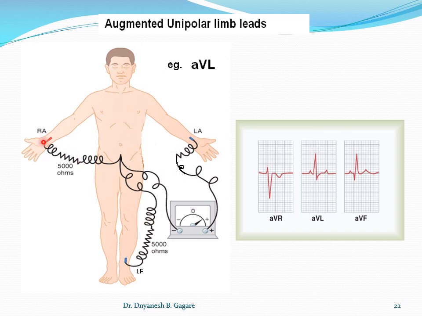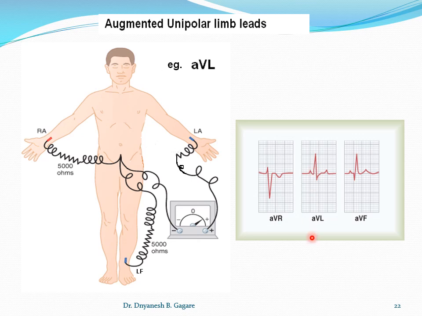The remaining two points are connected through a very high resistance to the negative terminal of the ECG machine. So this is an indifferent electrode, prepared by connecting the right arm and left foot through the high resistance to the negative terminal of the ECG machine, and you record the ECG and it comes like this.